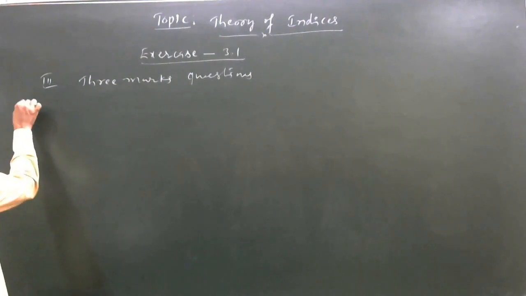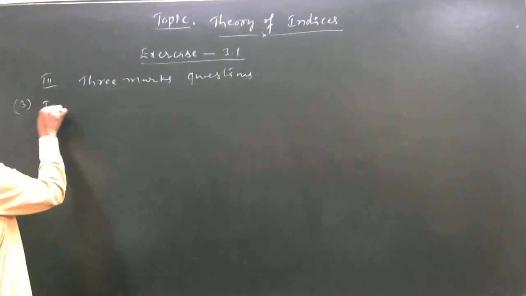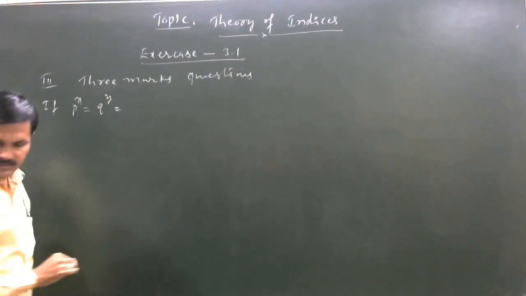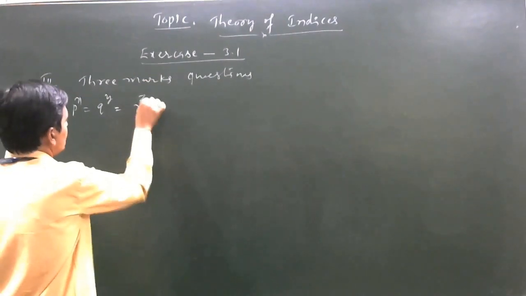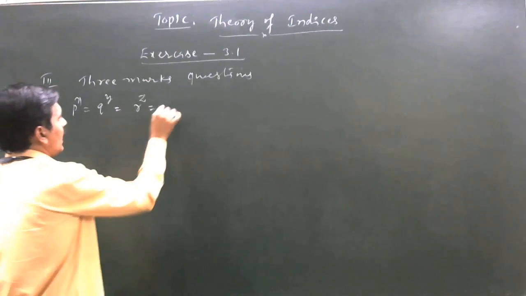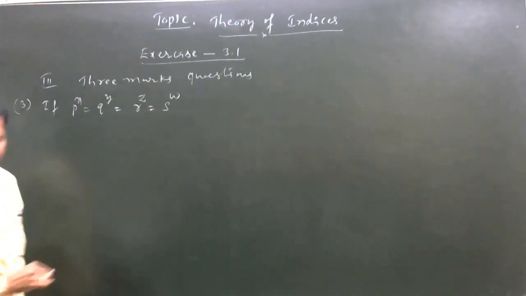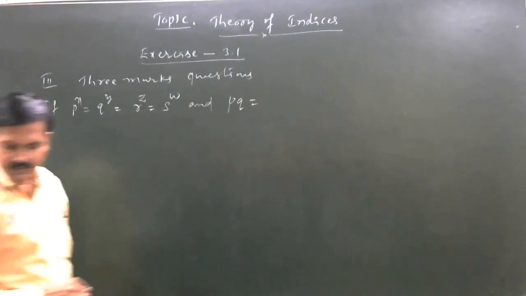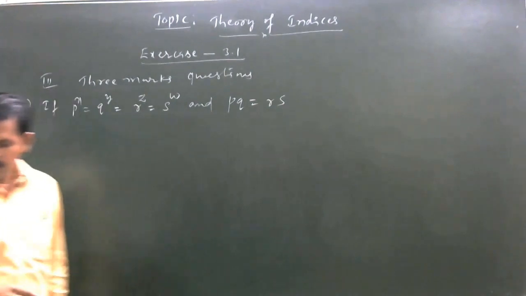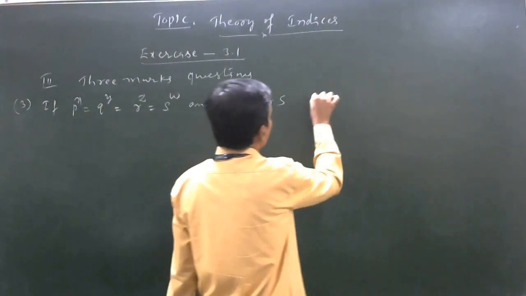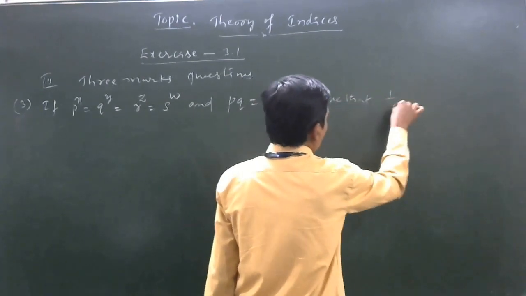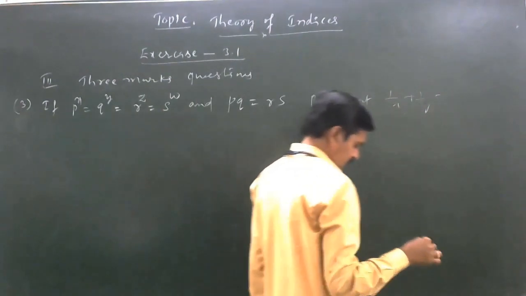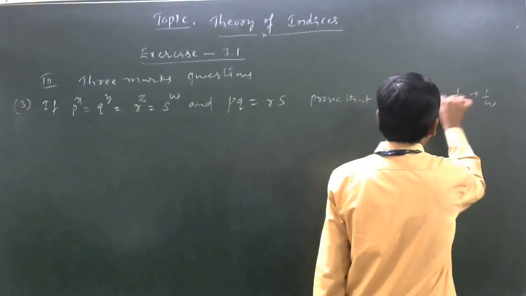Third one. The third problem is: if p power x equals q power y equals r power z equals s power w, and pq equals rs, then prove that 1 by x plus 1 by y is equal to 1 by z plus 1 by w.